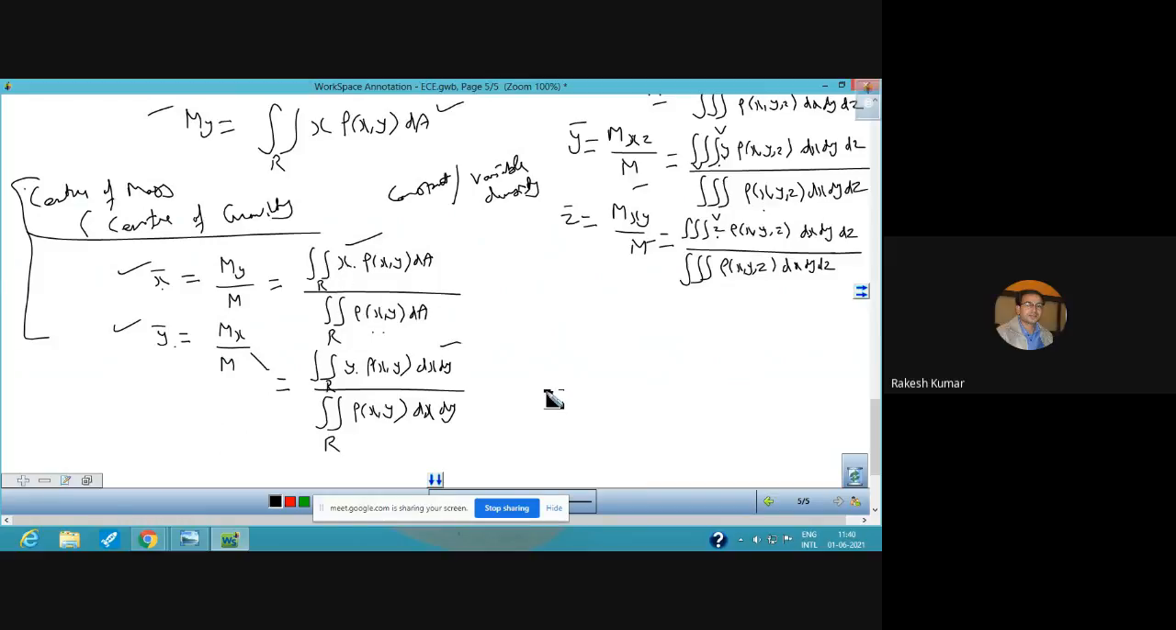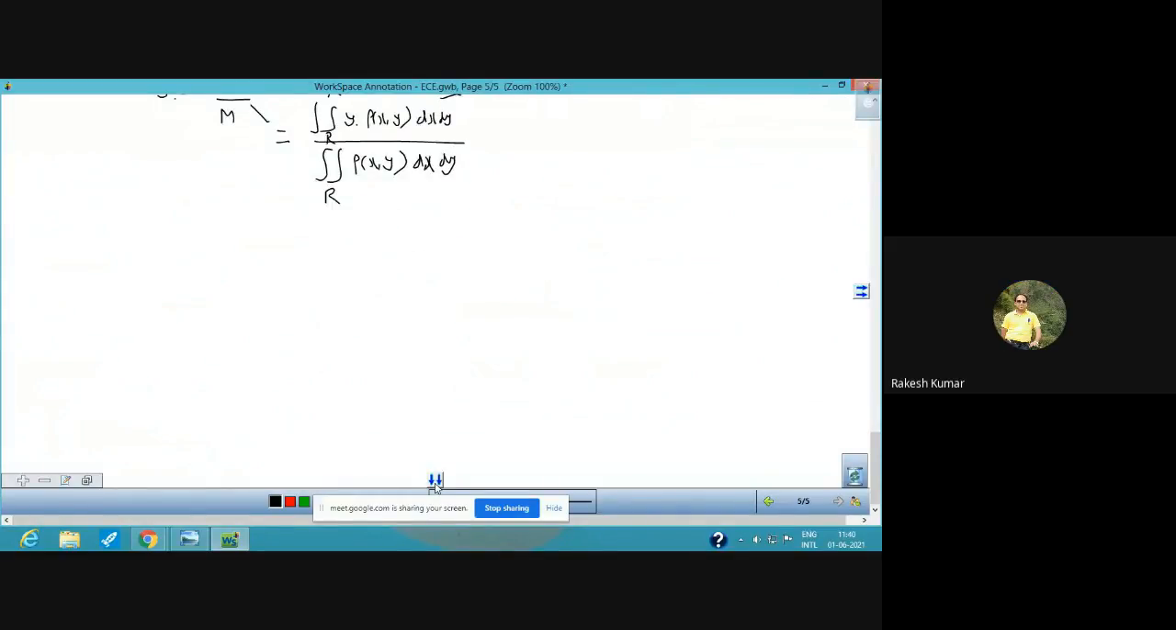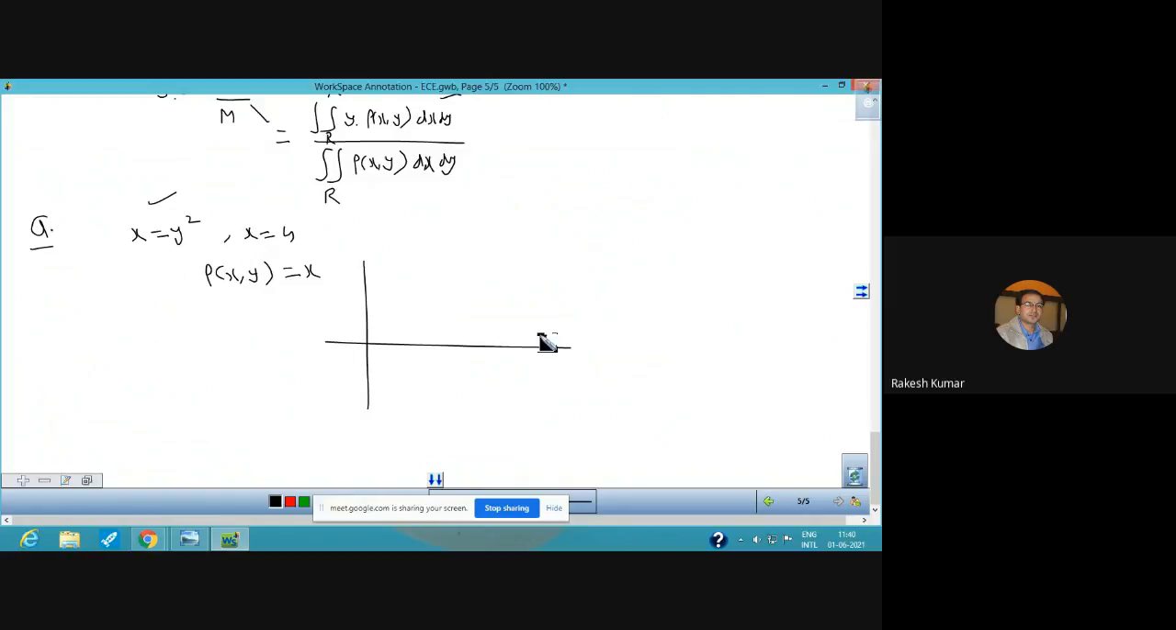Now let us come to the point and find the coordinates. First of all, the question is: R is the region bounded by the parabola x equals y squared and the line x equals 4, and the density at any point is given by x. So this is variable density, because the parabola region is two-dimensional, so we will have rho(x, y) equal to x. Find the mass of the region.